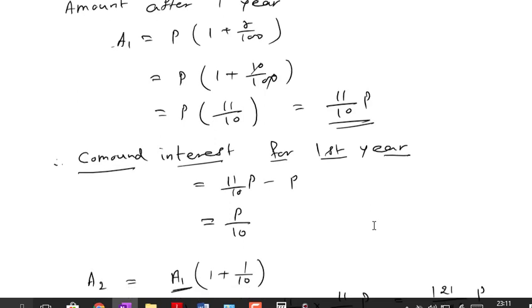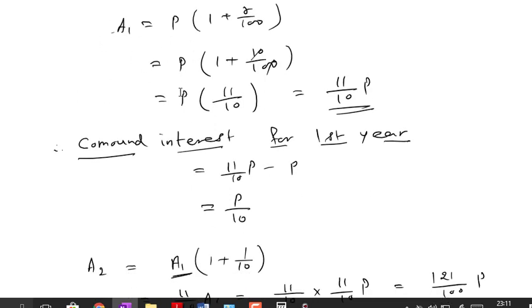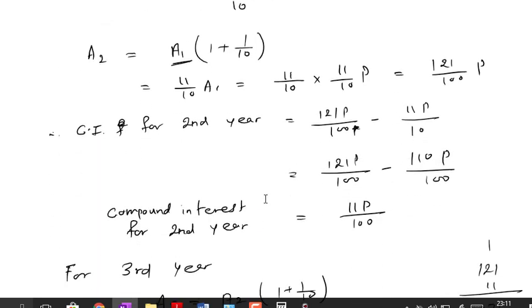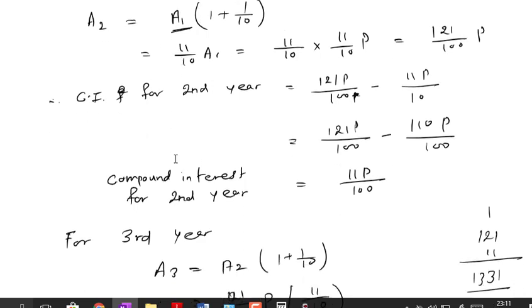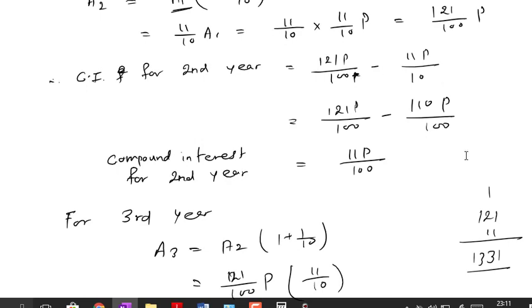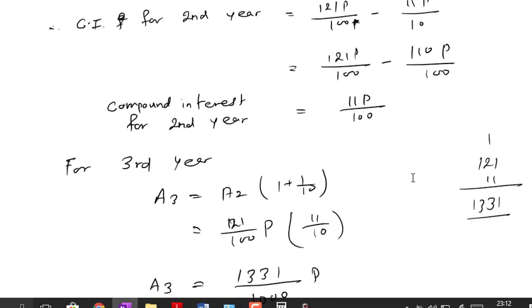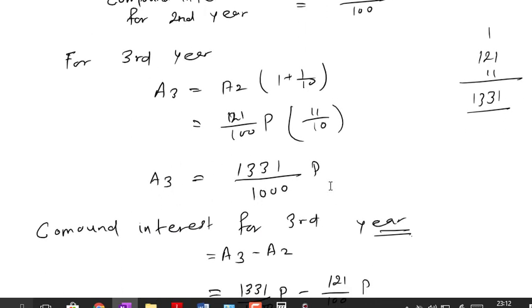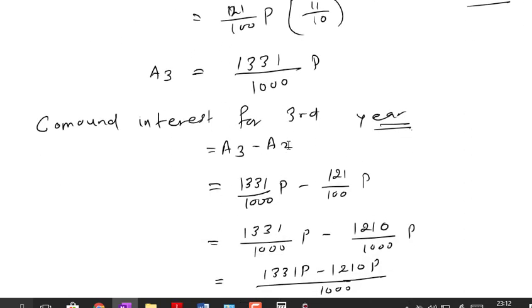So I preferred that way. I found first A1, then I subtracted P to get the compound interest for first year, and the same way I found the amount after second year, for which the amount at the end of first year becomes the principal. Actually, compound interest for second year is not needed. For third year the amount is A3 and the principal becomes A2, so I used the value of A2 and got A3. Then from A3 I subtract A2, that gives me compound interest for third year.